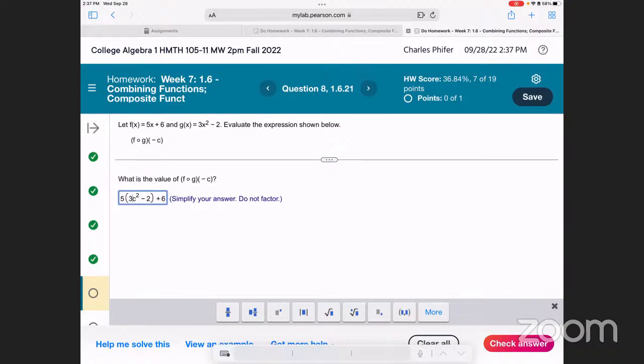All right, so that's that. And then if we distribute the 5, this turns into a 15. That's going to be a negative 10 plus 6, which is ultimately negative 4. Okay, let's get rid of all of this. Do not factor. Let's go with this.